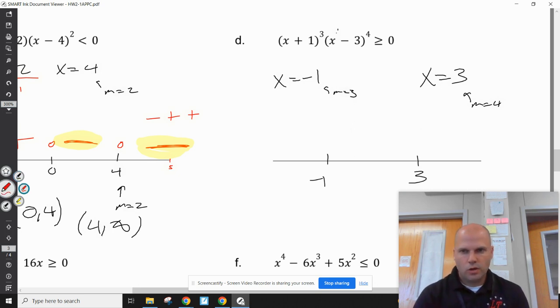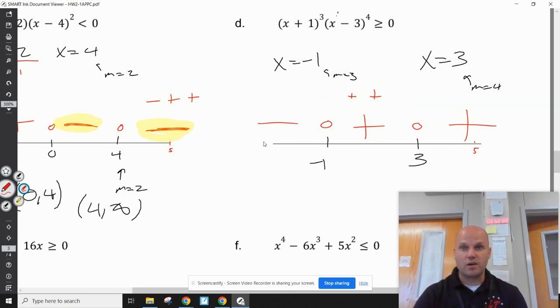-1, 3. Test point 5. These are zeros. It's important to write that down. At 5, positive, positive, positive. At 3, multiplicity is 4. Won't change signs. If you are not sure of this, use the test point. Okay, I can plug in 0. 0 plus 1 is positive, cubed stays positive. 0 minus 3 is negative, but to the fourth power is a positive. Okay, I just double checked. At -1, multiplicity is 3, we will change signs.